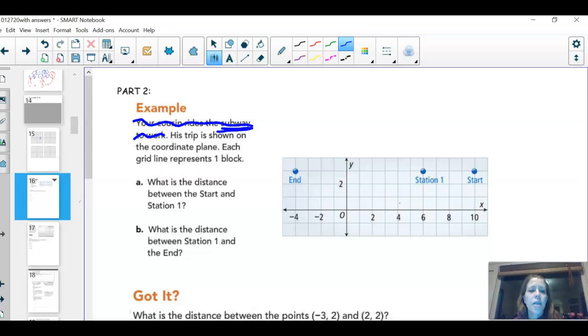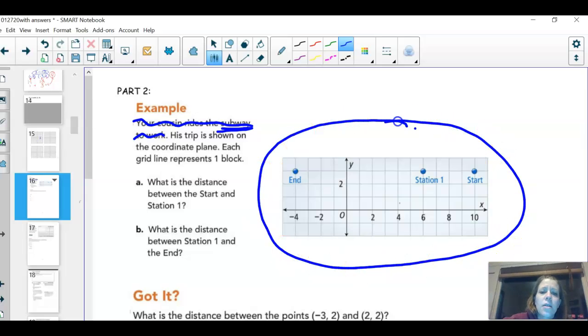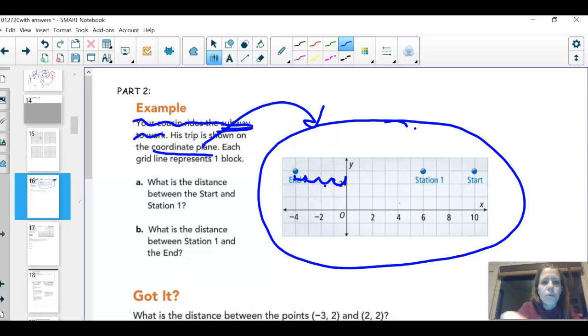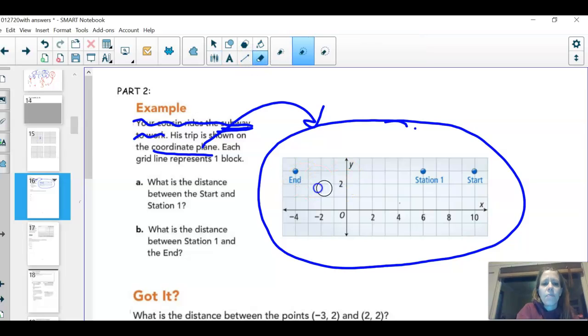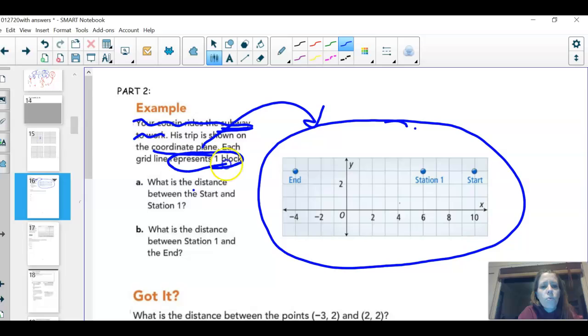His trip is shown on the coordinate plane. This right here is the coordinate plane, okay, el plano cartesiano, okay? Each grid represents one block, okay? So this is 1, 1, 1, 1, uno, uno, uno, uno, okay? That's all that's telling me. So I want to know, what is the distance? So let's look at what's important. So each one is one block.